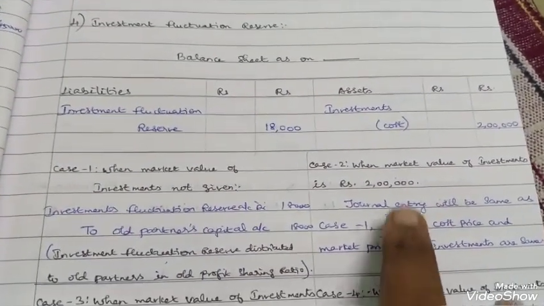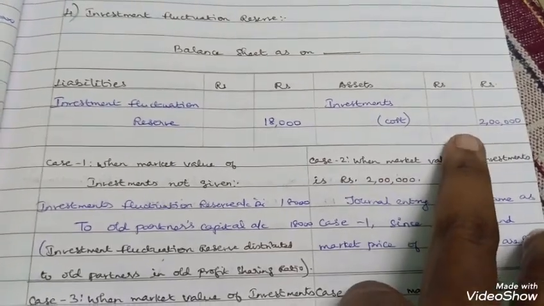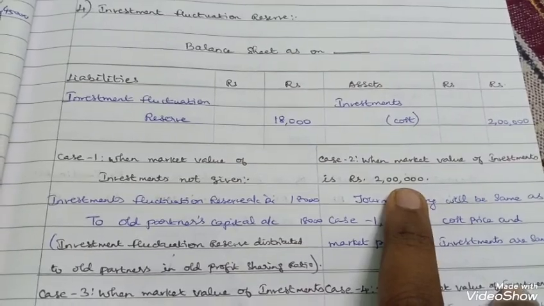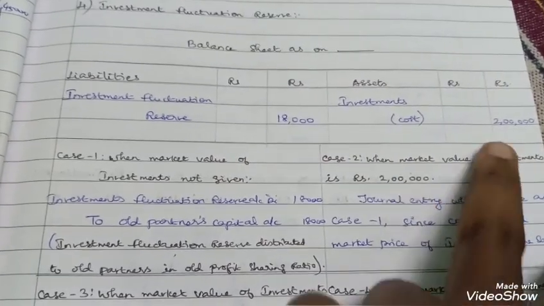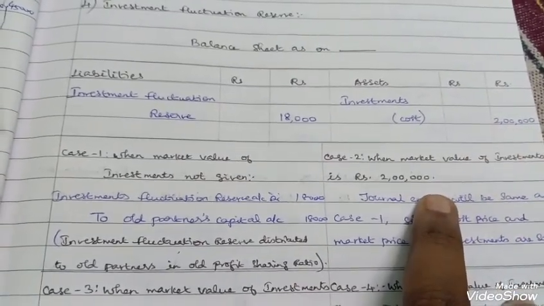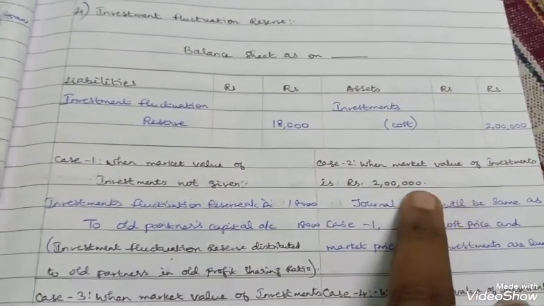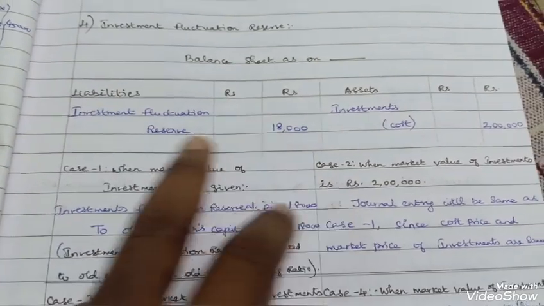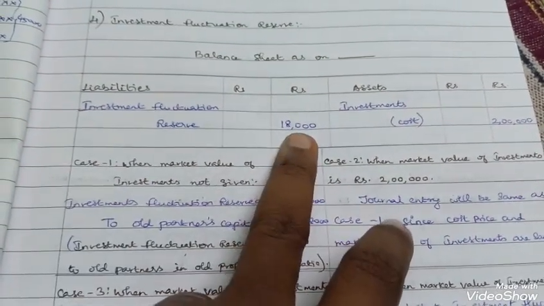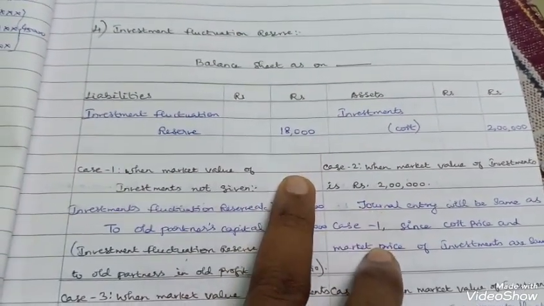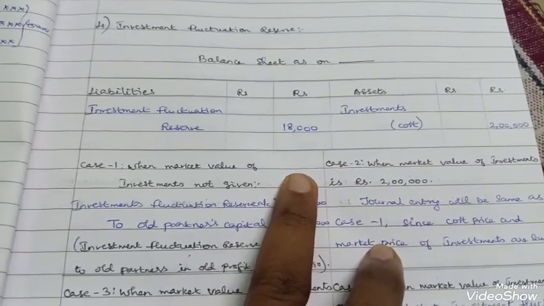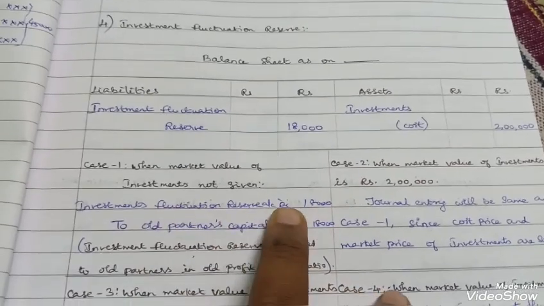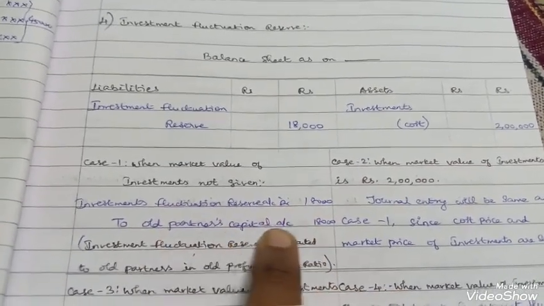Okay, so I am repeating case 2. You just compare the investments inside the balance sheet with the investments' market value in the adjustments. If you find the difference, you will get 0. So for 0, you don't need to pass any new journal entry. You just split this investment fluctuation reserve of 18,000 among the old partners in the old partners' ratio. That's all. So the journal entry would be investment fluctuation reserve account debit to old partners capital account.